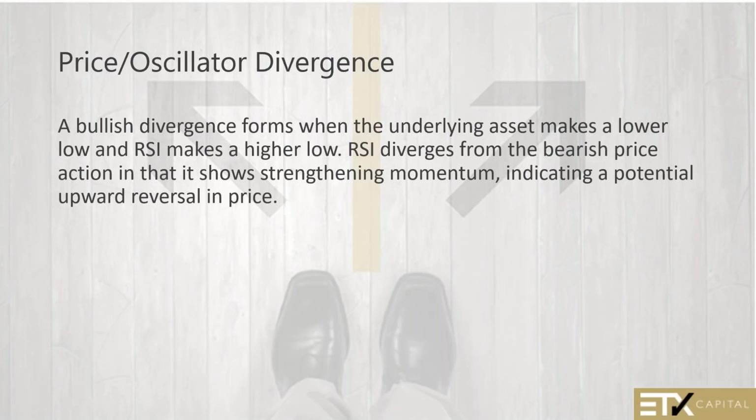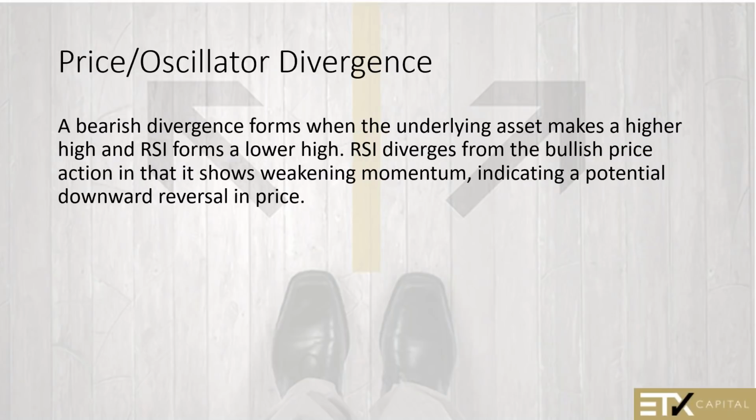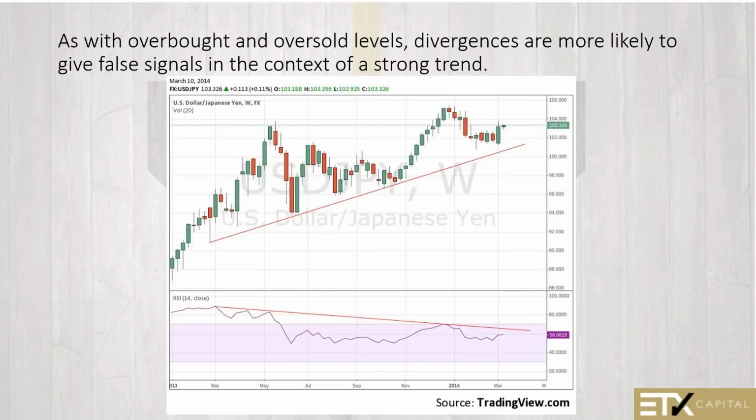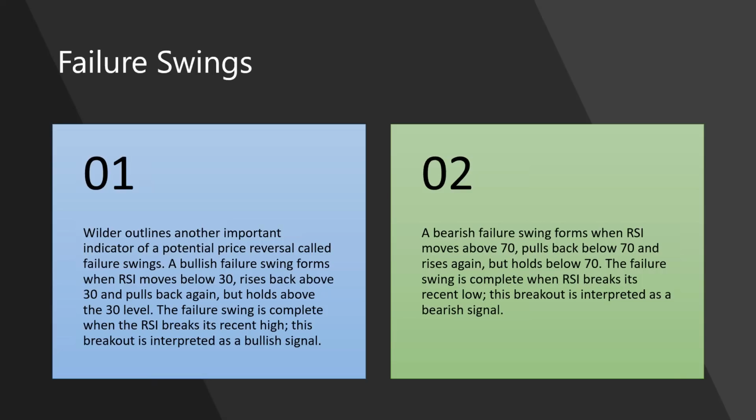Wilder suggests that divergence between an asset's price movement and the RSI oscillator can signal a potential reversal. The reason is that in these instances, directional momentum does not confirm price. The bullish divergence forms when the underlying asset makes a lower low and RSI makes a higher low. Bearish divergence is just the opposite. Now, as with overbought and oversold levels, divergences are more likely to give false signals in the context of a strong trend.